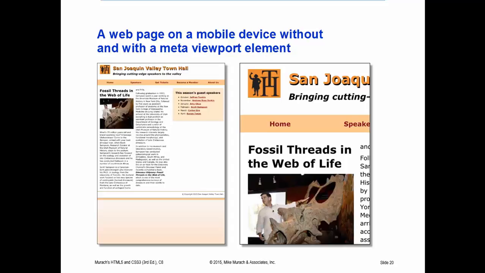So here's an example. This is a page on a mobile device without and with what's called a meta viewport element. So in most of the rest of the chapter here, you'll learn how to use media queries to control the appearance of a page in various screen sizes. You'll also learn how to build responsive themes using a jQuery plugin called SlickNav. But first, we have to learn how to control the mobile viewport that works in conjunction with media queries.